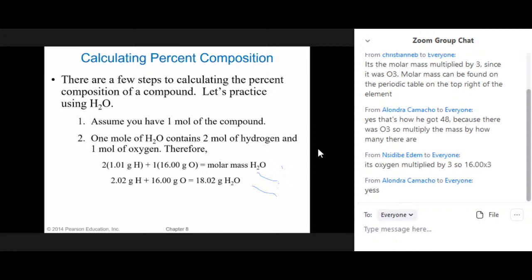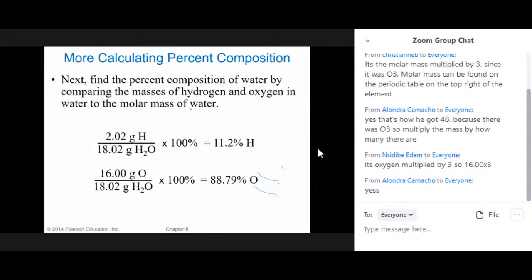So therefore the molar mass for water is 18.02 grams per mole. That's the molar mass for water. Every compound has its own molar mass. So for water, the more you use it, you will remember it's 18.02. And I'm sure you guys probably got it locked up now. 18.02 is the molar mass for water. Okay. All right. So next, we're going to find the percent composition of water by comparing the masses of hydrogen and oxygen in the water to the molar mass of water. That's what percent means.